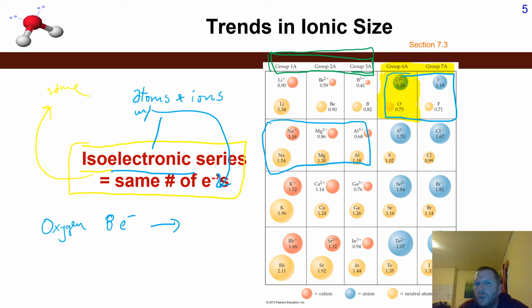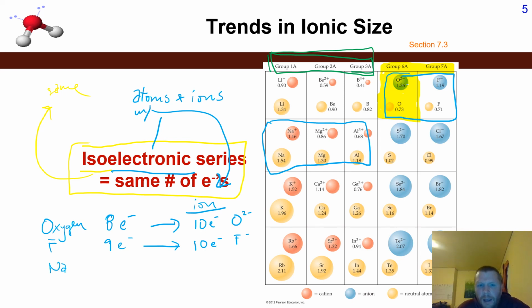The oxide ion, O2-, the ion form that forms from oxygen, has a total of 10 electrons, hence the 2- charge. Now fluorine has 9 electrons. Fluorine forms the fluoride ion, which has 10 electrons as well. So oxide and fluoride, O2- and F-, are ions that are in an isoelectronic series.